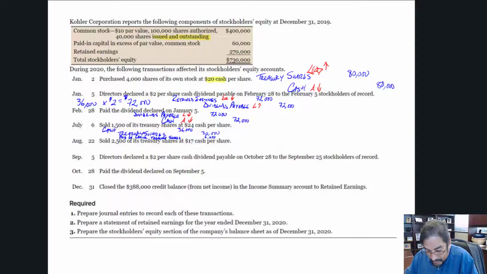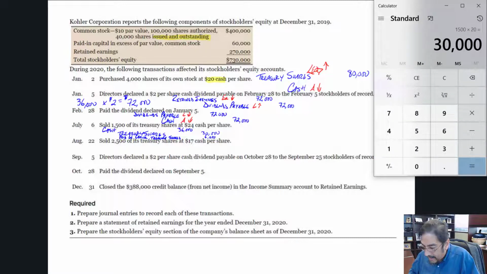We sold some more. On August 22nd, we sold 2,500. Is that the rest of it? 4,000. So we sold the rest of the shares on August 22nd for $17 a share. We bought them at 20, we sold them at 17. So this is an example of selling treasury shares below cost. First we brought some cash in, and that cash is 2,500 shares times $17. So we brought in $42,500.